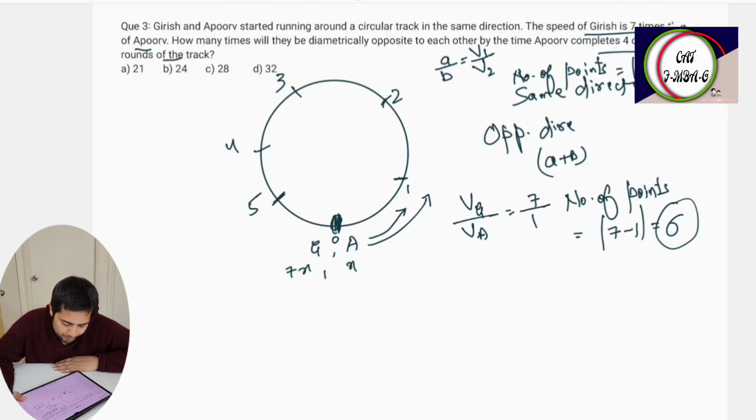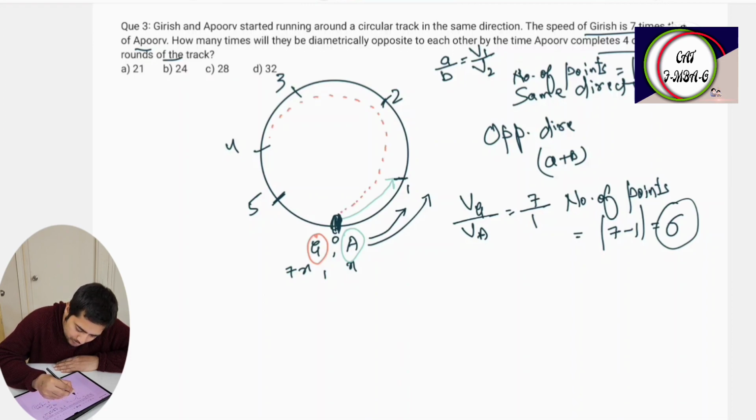Now, when Apurv completes 4 rounds of the track, let us first check what happens when Apurv completes only 1 round. When Apurv goes from 0 to 1, Girish's speed is 7 times more. So Girish will travel like this. This is Girish and blue is Apurv. Girish will travel 7 times this distance. So 1, 2, 3, 4, 5, 6, 7, and they will meet for the first time here. First meeting point.